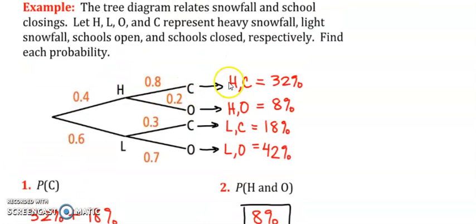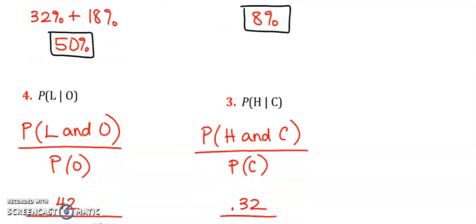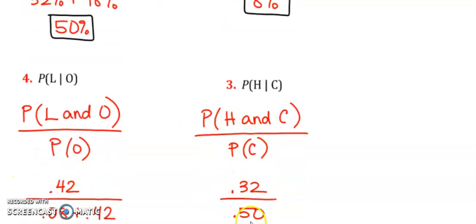But in case we forgot where that came from, we have school closures with heavy snowfall. We have school closures with light snowfall, so 32 and 18. Combine those together, we get 50% of the time school will be closed.